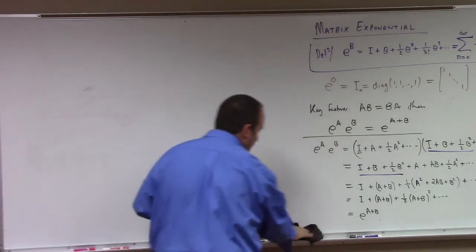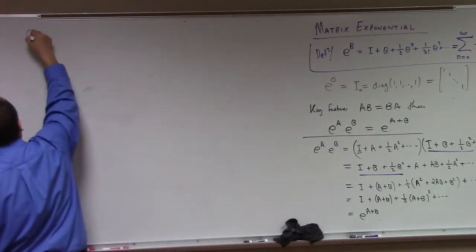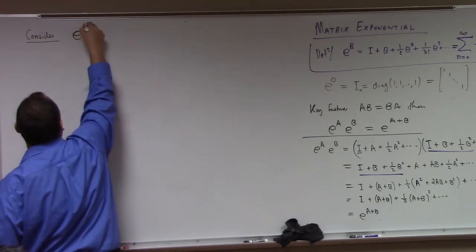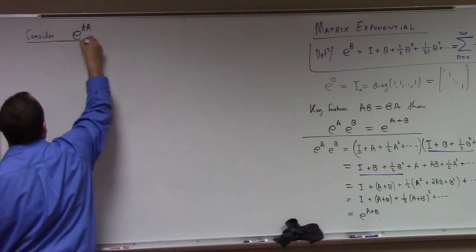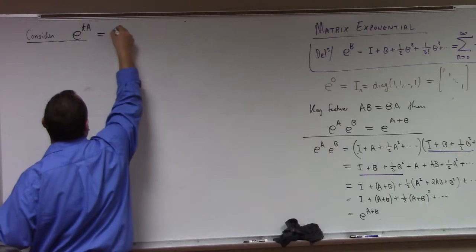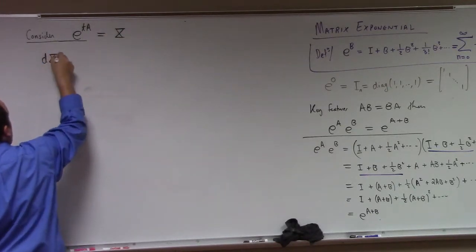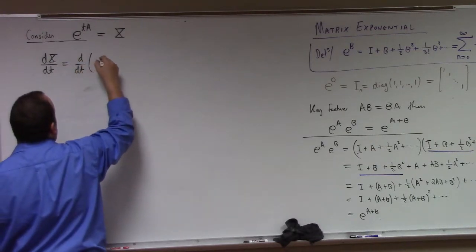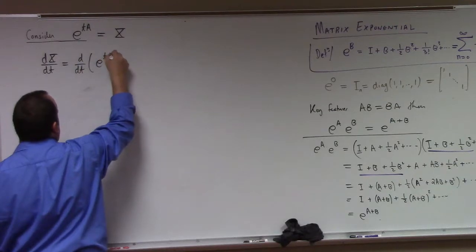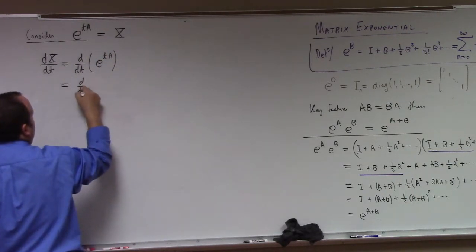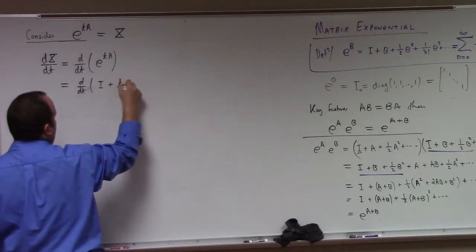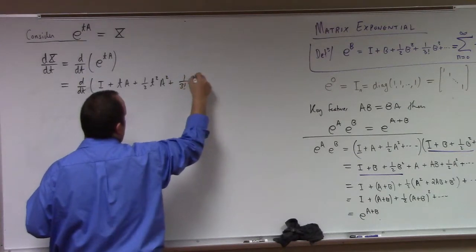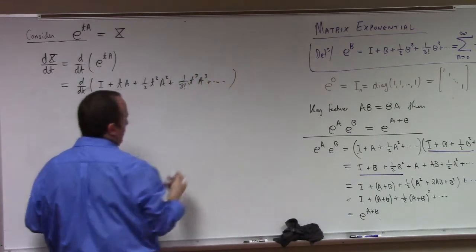So what I'm going to do now is consider the formula e to the tA. Since this is a matrix of functions, let's call this thing X. What's dX/dt? It's d/dt of e to the tA. Nothing happened yet. What is that, though? We've got I plus tA plus 1/2 t squared A squared plus 1 over 3 factorial t cubed A cubed.